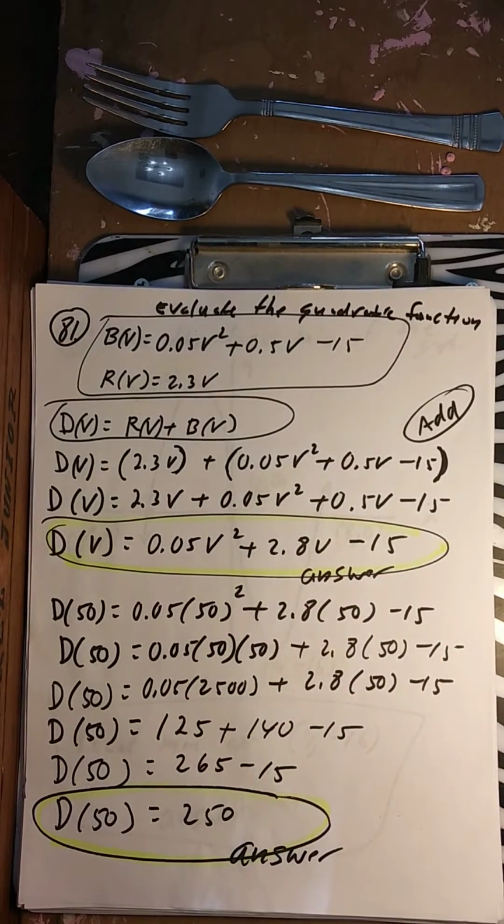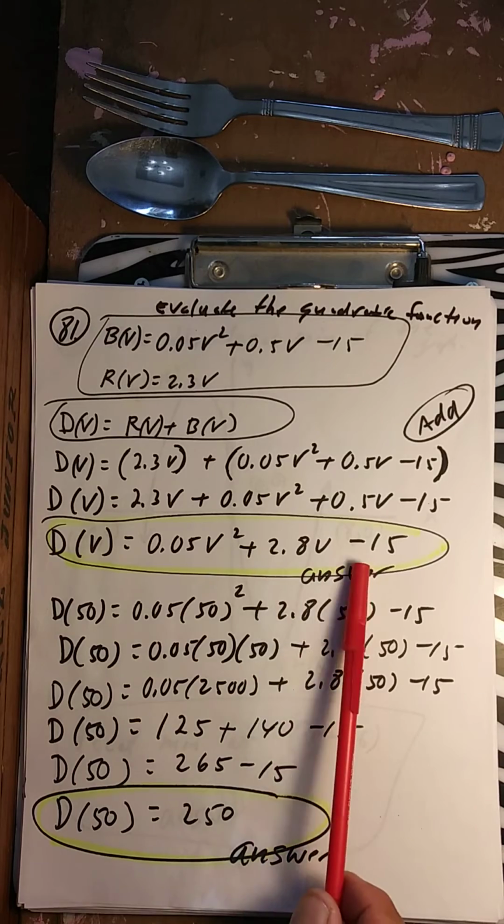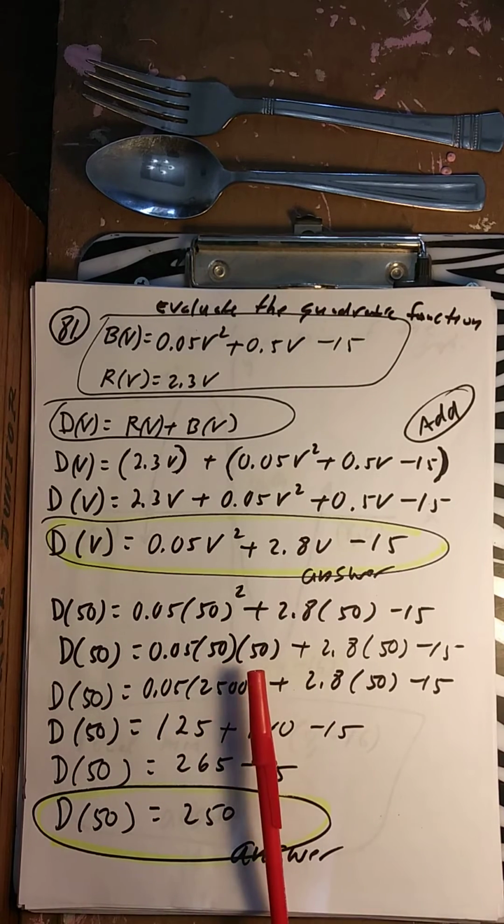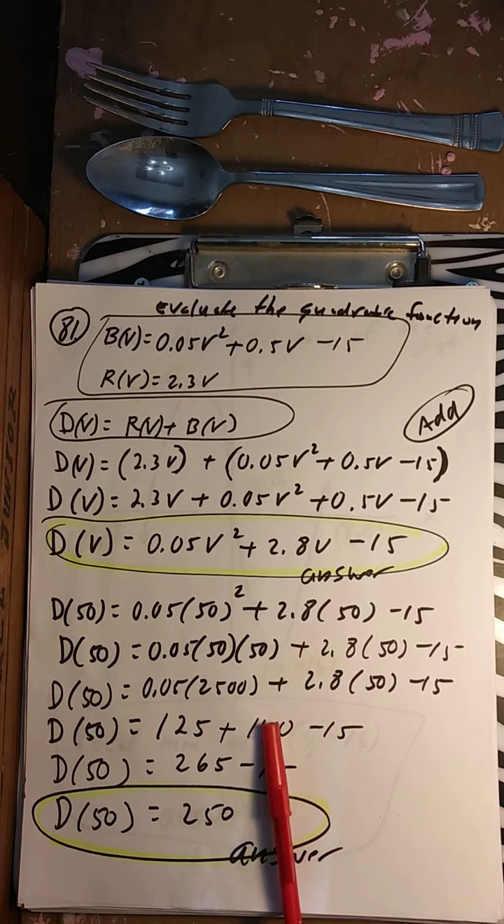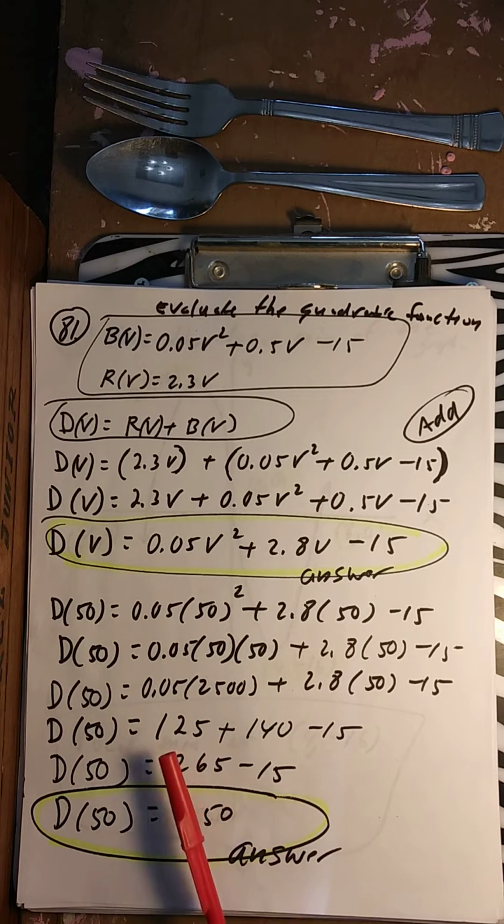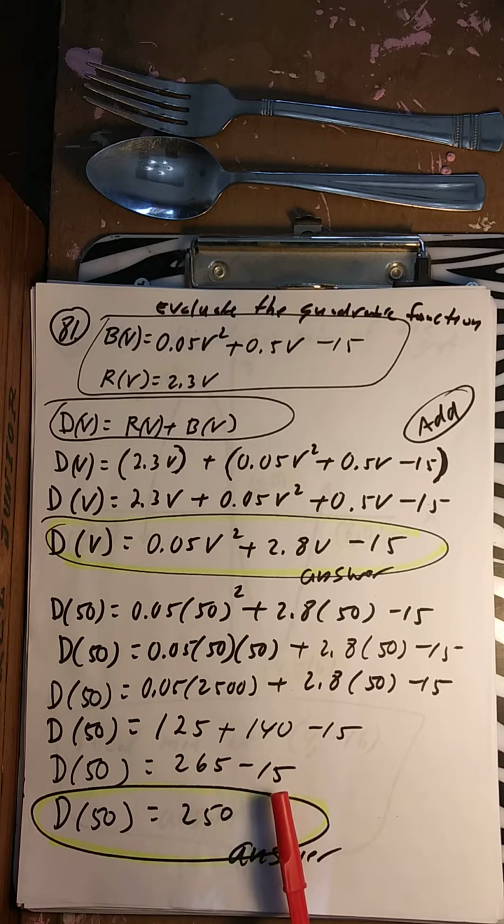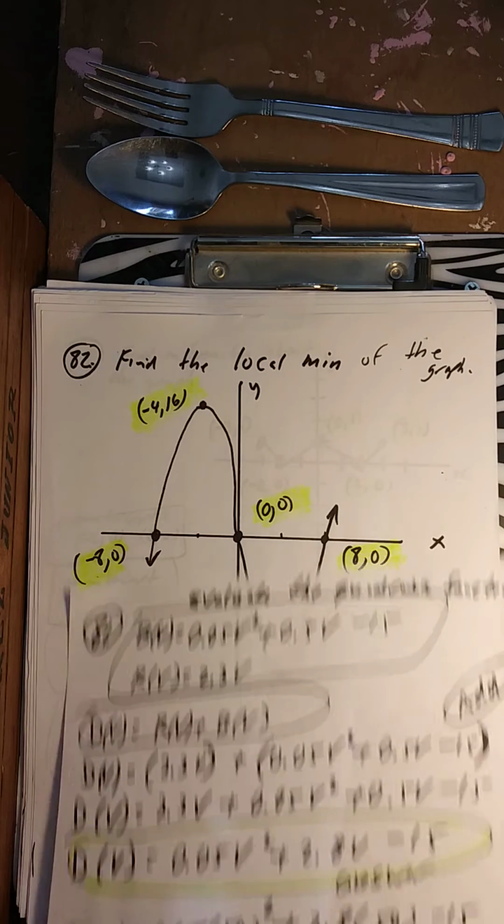Now they ask you a question. What is d of 50? Into this new formula, we're going to put 50. Again, use the calculator. 50 times 50 is this, times that. And that times that is this. Okay, so now what do we have? We have this number here is 265, minus 15 is 250.